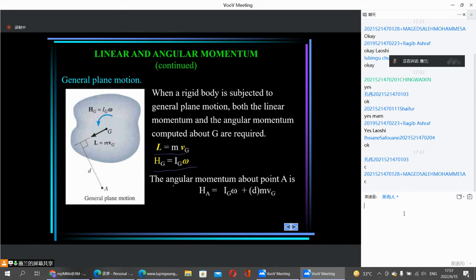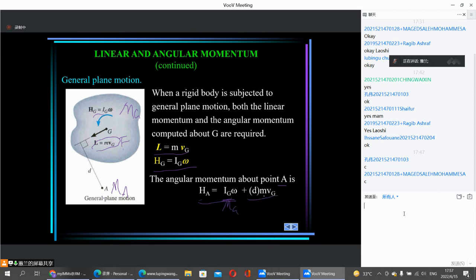If we need to calculate the angular momentum about any point, for example, point A, here this is just like a force, and this is just like M, right? And if you need to calculate the moment about point A, what will it be? It will equal the moment about G plus the moment by the force about A, right? Here it will be Ig omega. Sorry, this is a moment about G, right?